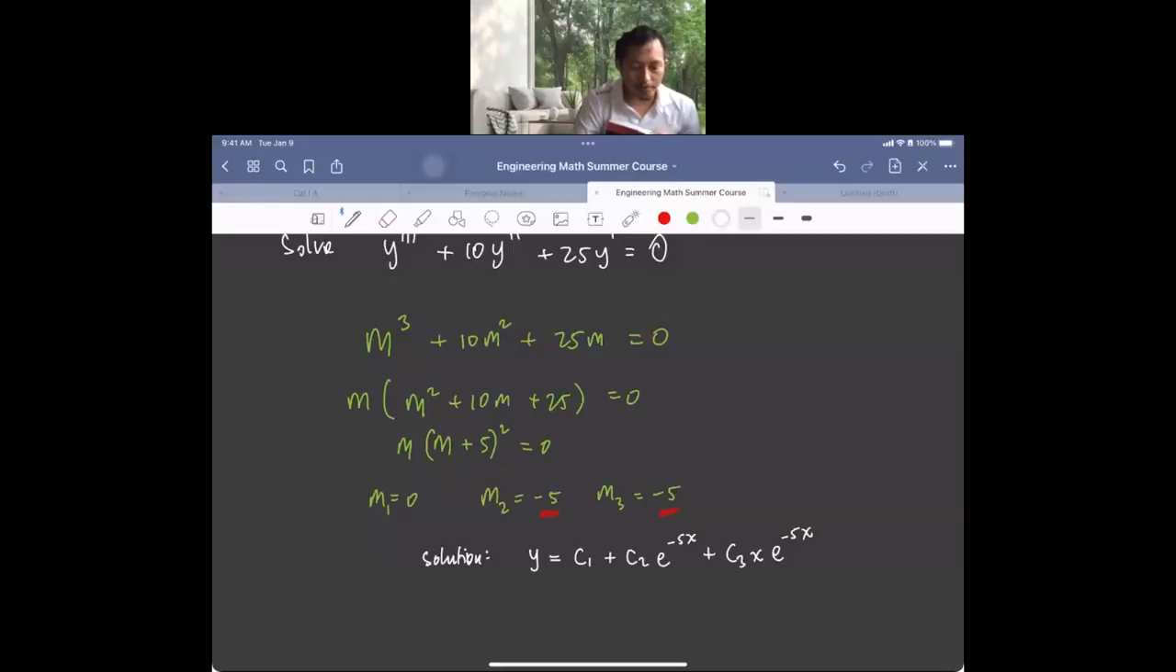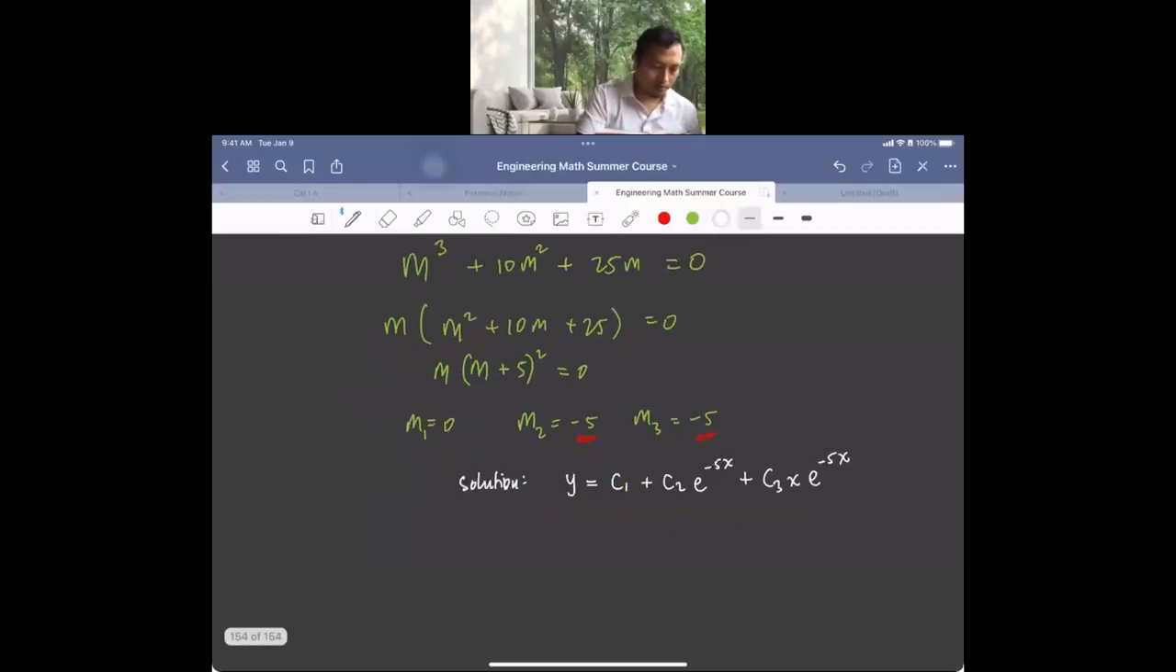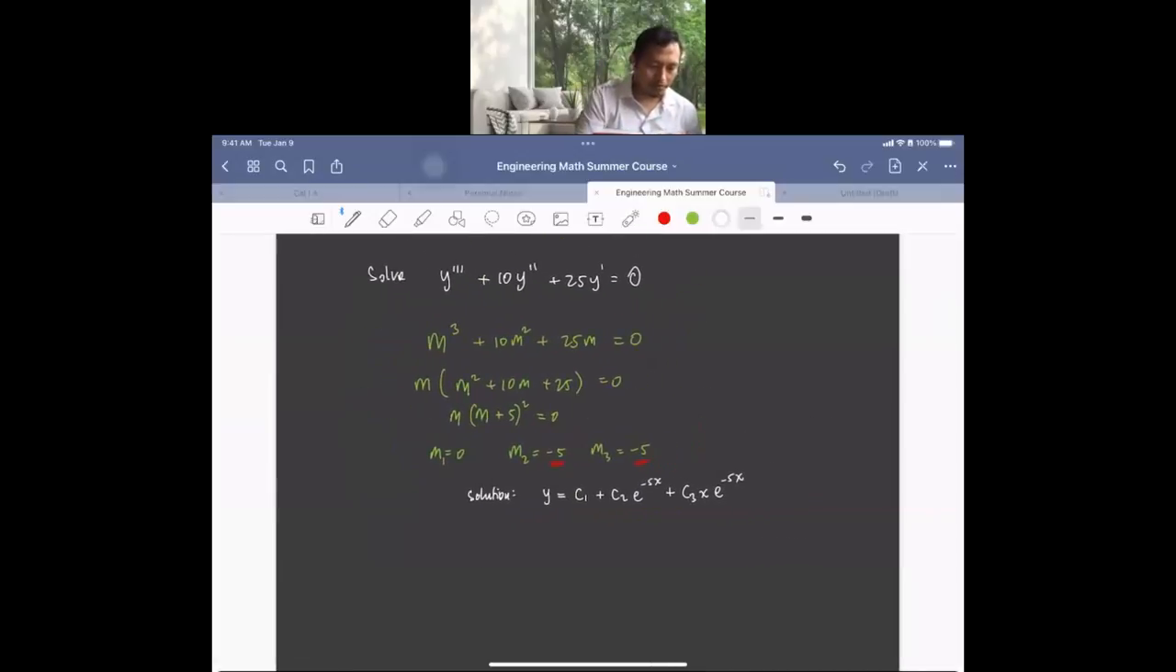If you have perfectly different roots for each m, then you can just write the solution as it is. Okay, no need to multiply with x. Another case is if we have the imaginary number. Let me just give you, I think, the easiest, simple one.